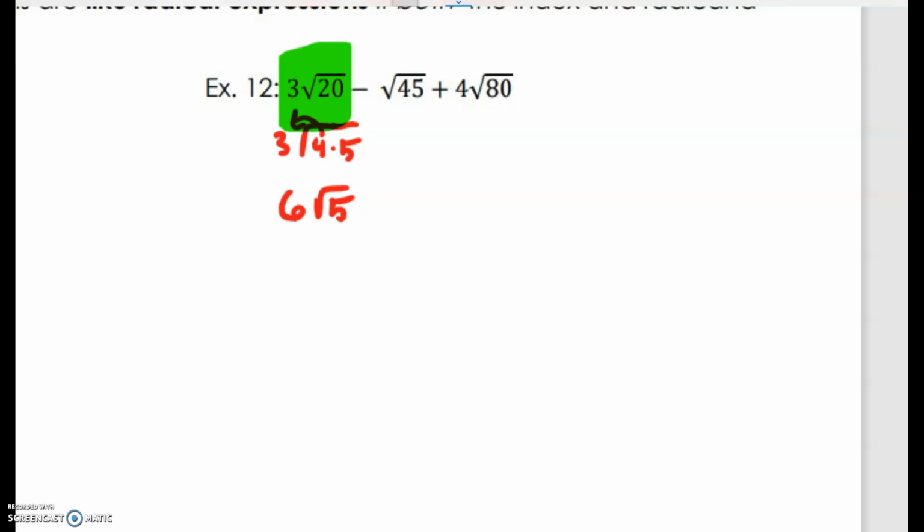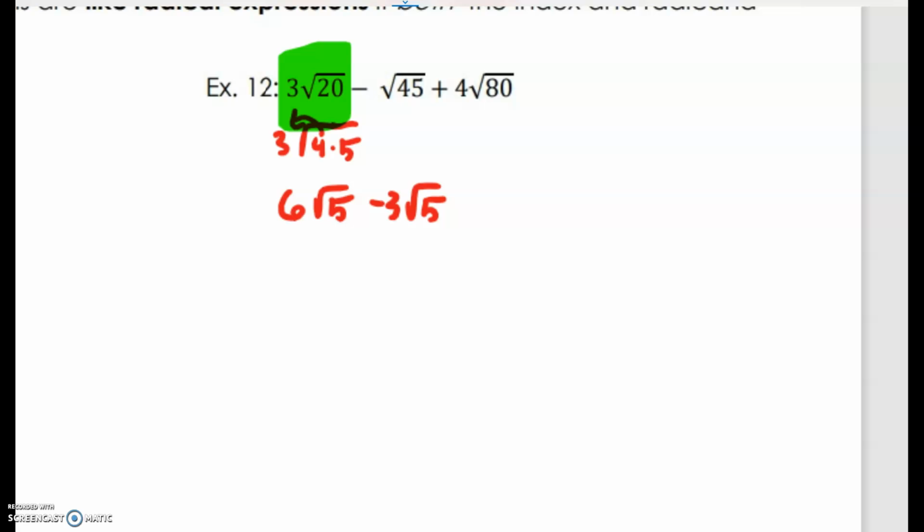Okay, let's move to the next term. 45 is the same thing as 9 times 5. What's the square root of 9? Well, that's 3. So let's pull out a 3. And don't forget about the 5 that's still underneath.